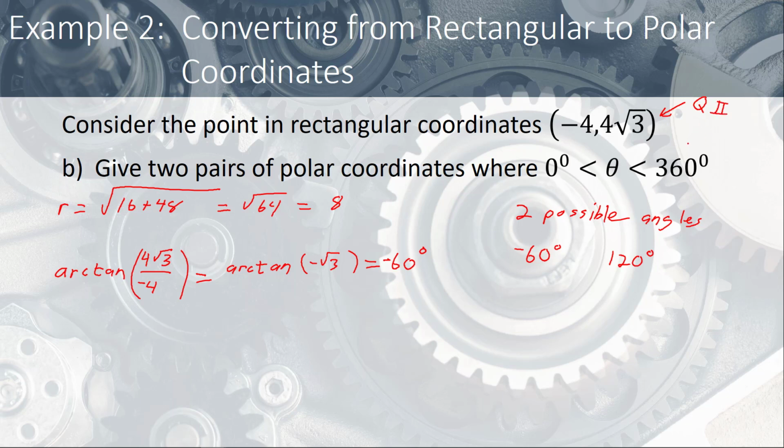Okay, which basically means that the angle associated with that particular point is going to be 120 degrees. So one pair of polar coordinates which will go to this particular point is going to have a radius of 8 and an angle of 120 degrees.